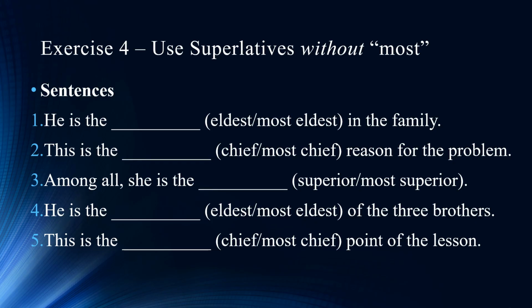Fourth exercise, you are to use superlatives without most. Number 1 sentence, he is the eldest in the family. This is the chief reason for the problem. Among all, she is the superior. He is the eldest of 3 brothers. This is the chief point of lesson. So in superlative degree, we don't use most with these words.